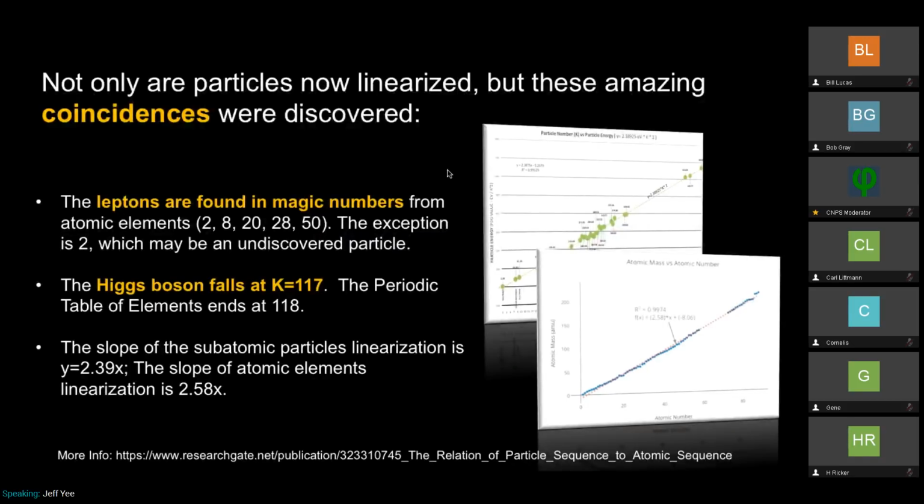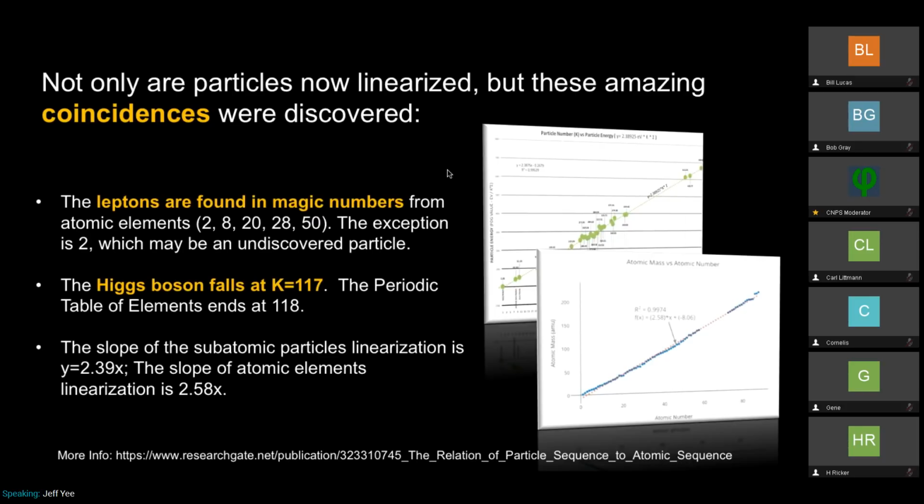And two more things about it. One, the Higgs falls nearly at the end of the table. Reminder, there's 118 elements in the periodic table of elements, and the Higgs is at about 117 in the one I put together.